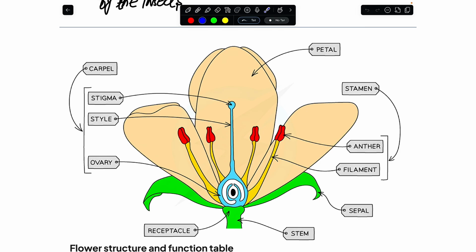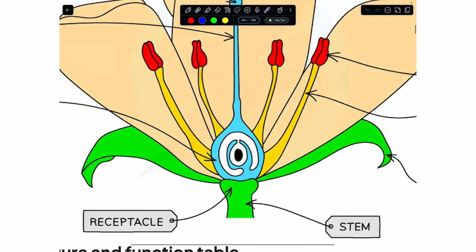If I were to go down, here we have the ovary. In the ovary, we have the ovule, and in the ovule we would have the female nuclei. The idea is that these ovules are protected by a structure, and the name of that structure is the integument. And if you can see an opening right here, this opening goes by the name of micropyle.